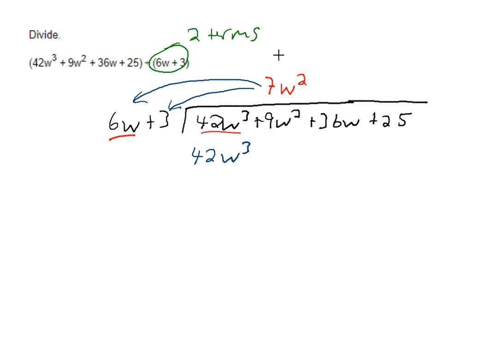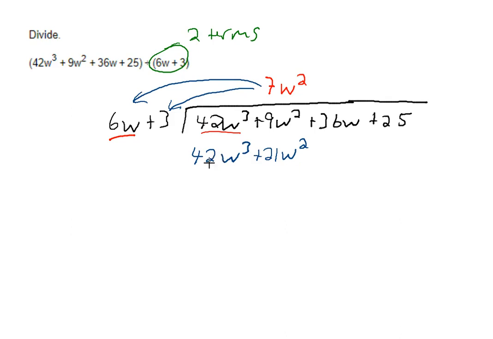That's the important thing. But then we also get 7w squared times 3, which will be 21w squared, which we write underneath this w squared here. So make sure your like terms are lining up here. That's really important for this to work out nicely. So that's getting as close as we can.